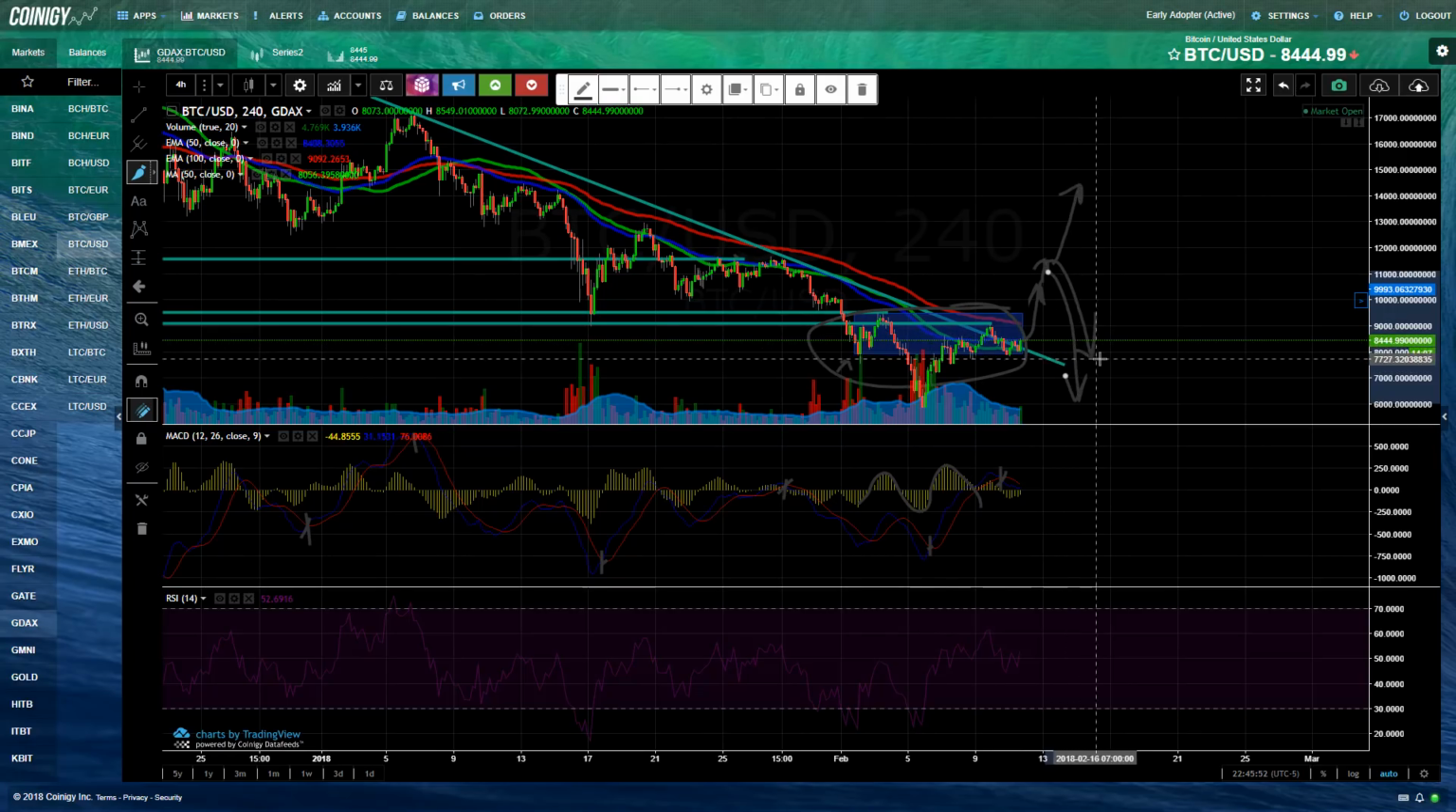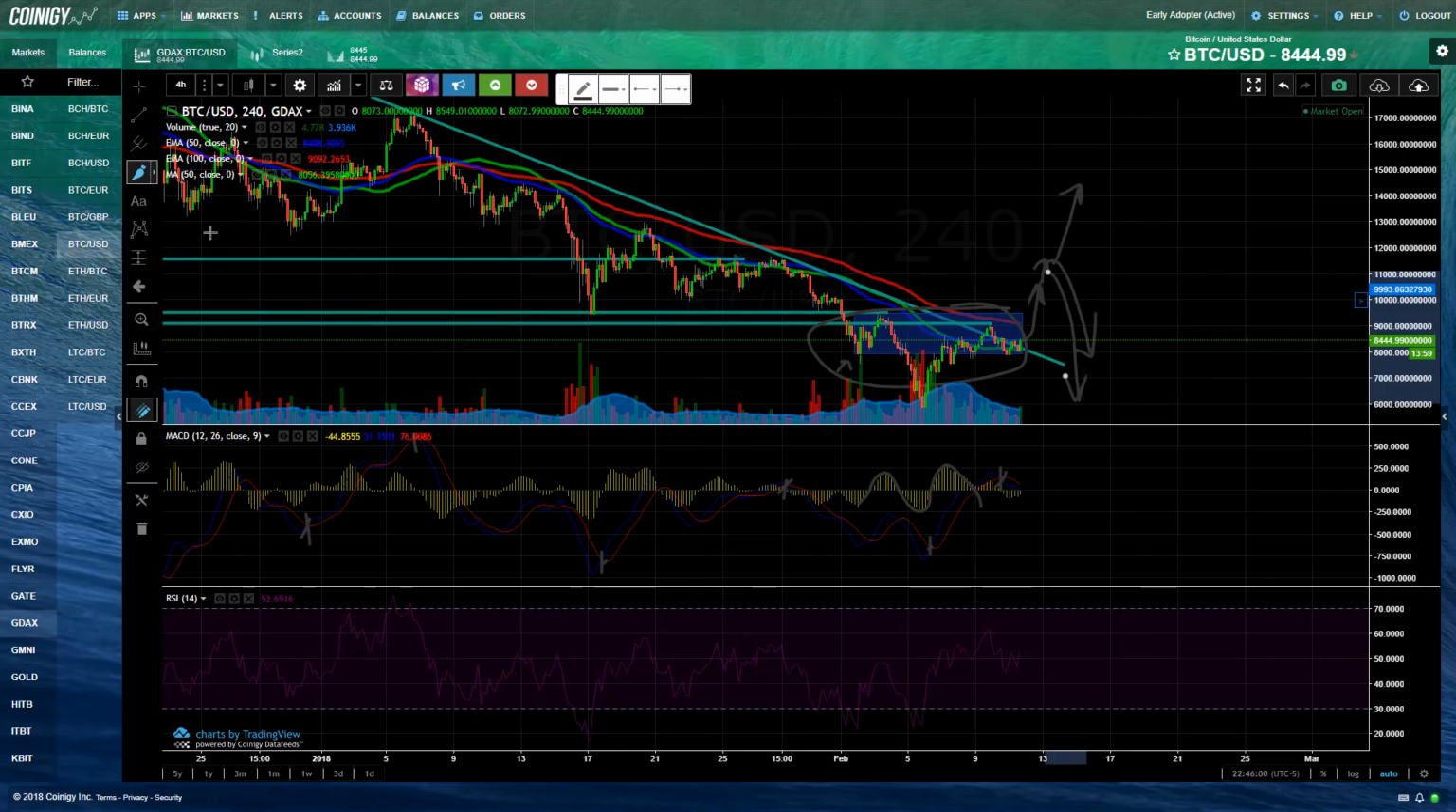I don't believe it. I believe that we have to come down and retest it. I really, really, really believe that is our next step. And I believe it is soon. If we come up here, I think this is going to be a fast movement. And we are going to come back down.